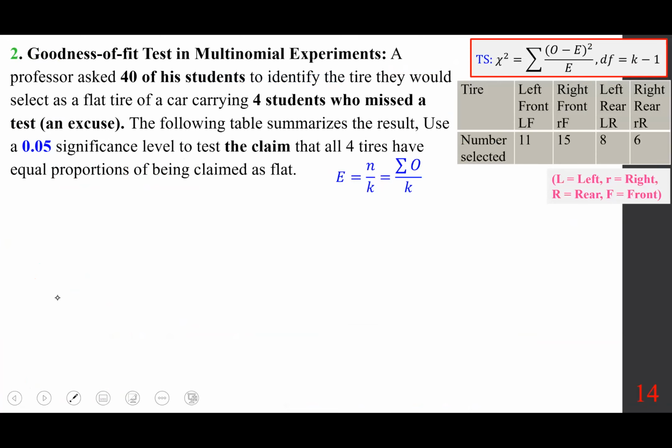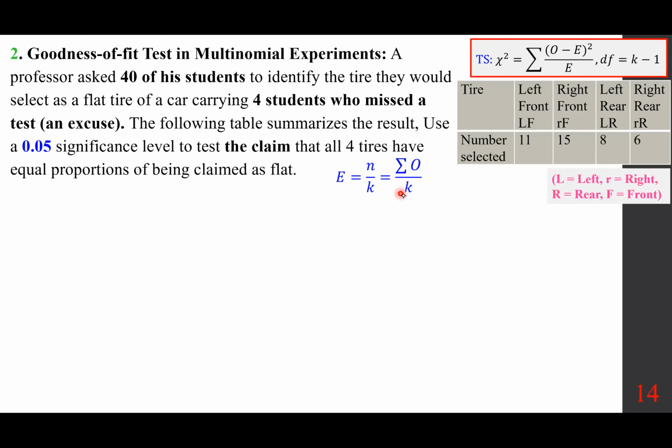All right, here's another example. Could you read this question, please? Sure thing. Goodness of fit test in a multinomial experiment. A professor asked 40 of his students to identify the tire that they would select as a flat tire of a car, carrying 4 students who missed a test, an excuse. The following table summarizes the result. Use a 0.05 significance test to test the claim that all 4 tires have equal proportions of being claimed as flat.